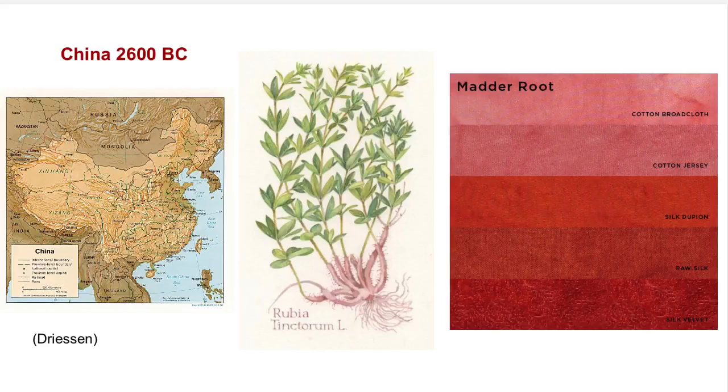The plant pictured above is a madder plant, and the roots of this plant are used to create the red dye that was once used.